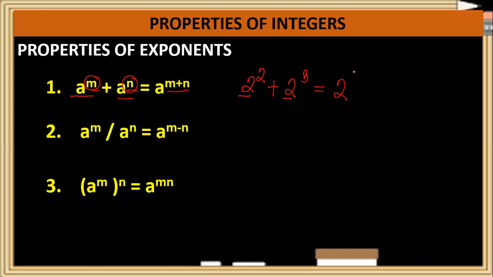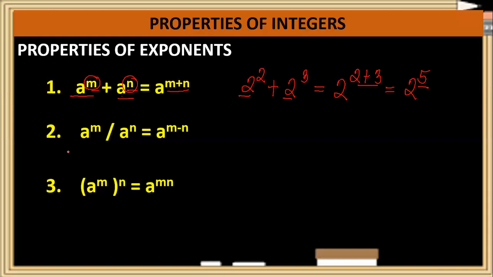The exponent, we add 2 plus 3, so this will give us an answer of 2 with an exponent of 5. See, we have added the exponents. So in addition, your exponents will also be added. Next, we have the second example.